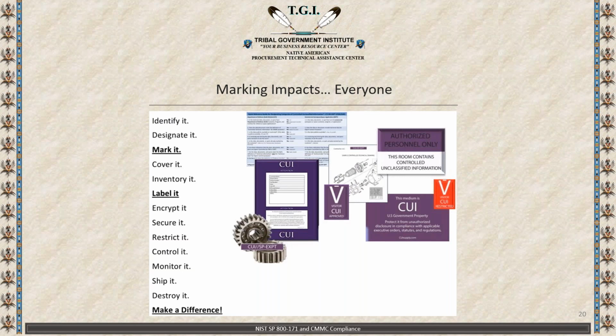All these things have to be identified, designated, and marked at the time of creation. So if you are the engineer that creates the drawings that goes into the end assembly for the DoD contract, you have to mark that document with the correct DoD required markings. It has to be covered and concealed to keep others who are not on the DoD contract and not authorized with lawful government purpose from accessing that data.